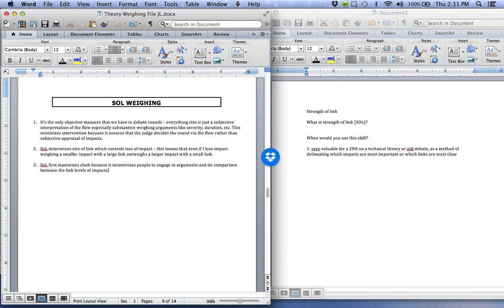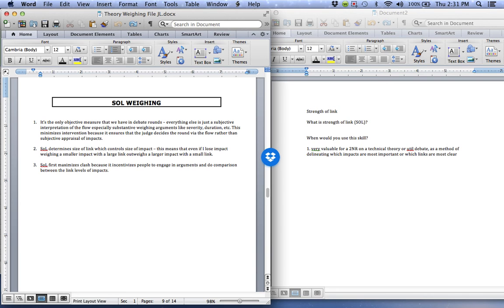I'm very clearly ahead on strength of link on this particular issue, and you should definitely evaluate strength of link over all other claims that he's going to go for in the next speech. First argument is it's the only objective measure that we have in debate rounds. Everything else is just a subjective interpretation of the flow, especially substantive weighing arguments like severity, duration, etc. This minimizes intervention because it ensures that the judge decides the round via the flow rather than subjective appraisal of impacts.